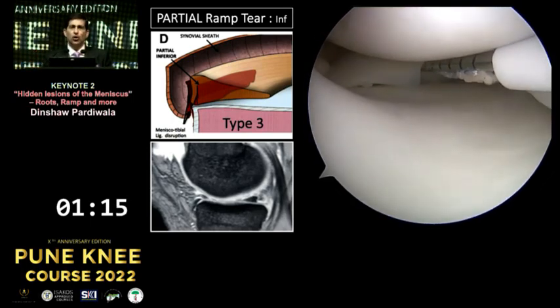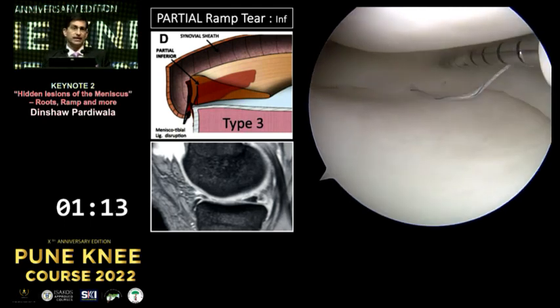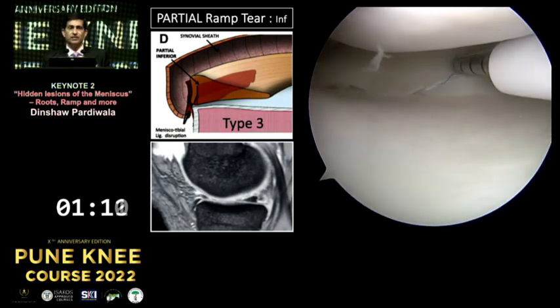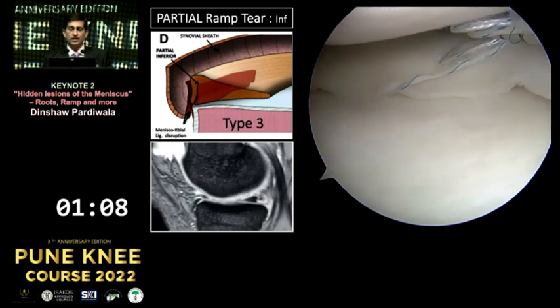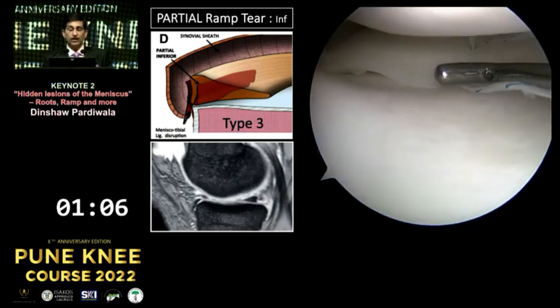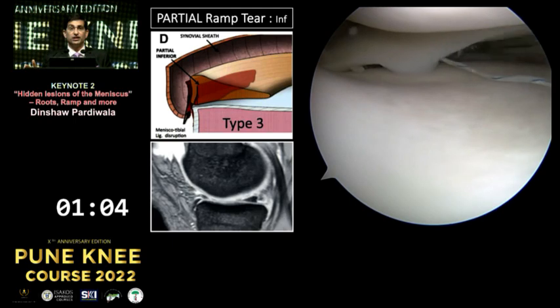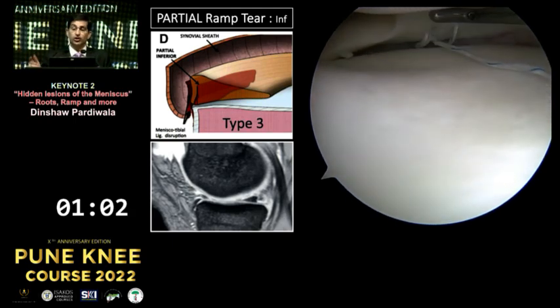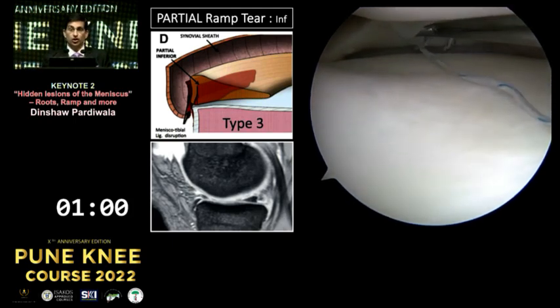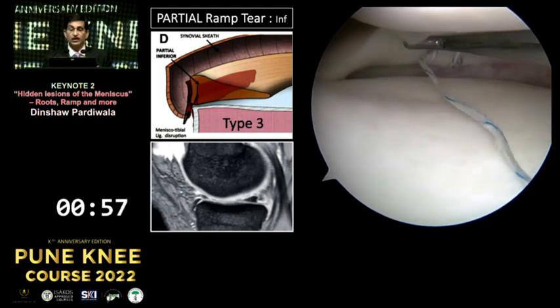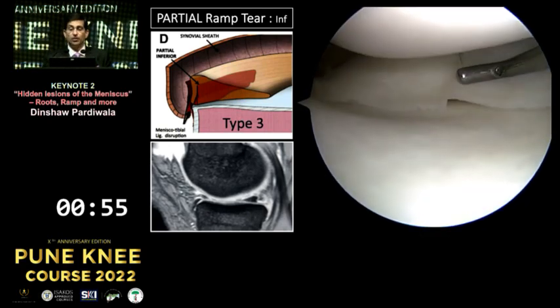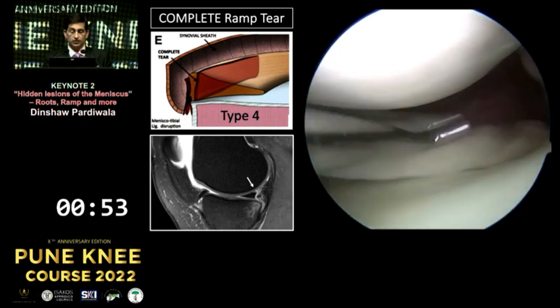And a simple all-inside undersurface tear repair is all that's required. Typically, two or three sutures there on the undersurface would be okay. If this extends further, then you may want to put in a suture that goes through and through. So you can see what I've done is one suture in the undersurface, one suture that's gone across, and this would stabilize your meniscus during your ACL reconstruction.